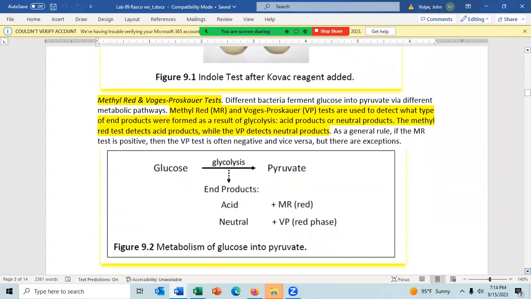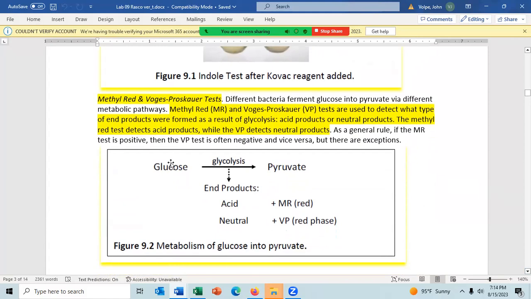The next test we're going to talk about is the methyl red test. The methyl red test is frequently, not always, run together with the VP test. What you do is you have one media, because the MR media and the VP media are the same, and you take one tube and you inoculate it. Then you grow that tube up, and then you split it into two. One portion is used for the methyl red test. The other portion of the tube is used for the VP test.